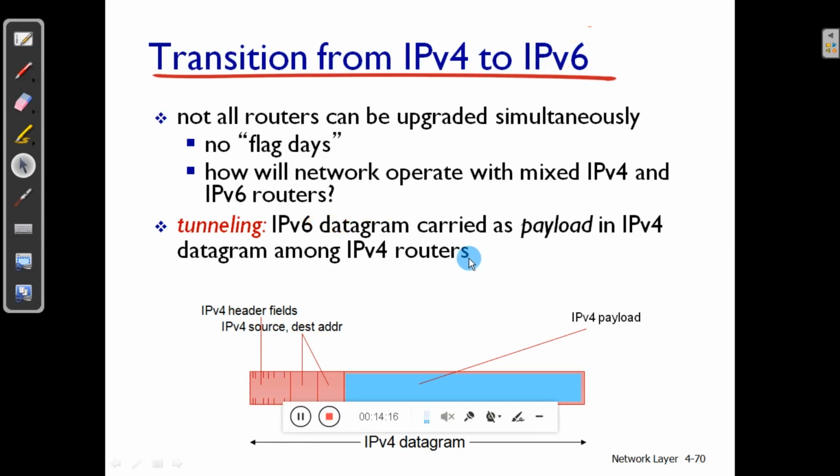So exactly how does the transition from IP version 4 to IP version 6 happen? What approaches are used here? Two approaches are used. One is called the dual stack approach, and the second is called tunneling. What is the difference between the dual stack approach and the tunneling approach, and what are the advantages and disadvantages of each?